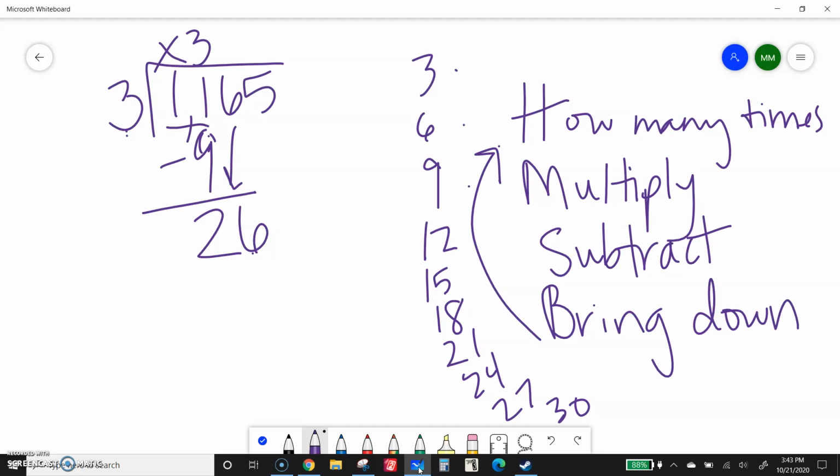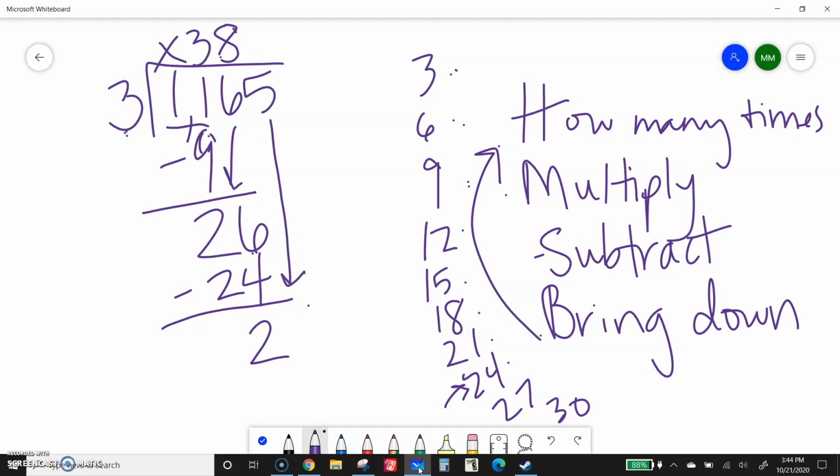All right, how close can I get without going over? Ding, ding, ding, 24 it is. So if I count 1, 2, 3, 4, 5, 6, 7, that's the 8th multiple. So it's 8 times, and I write that on top. Multiply 8 times 3 is 24. Subtract 26 minus 24 is 2. Bring down my next digit.